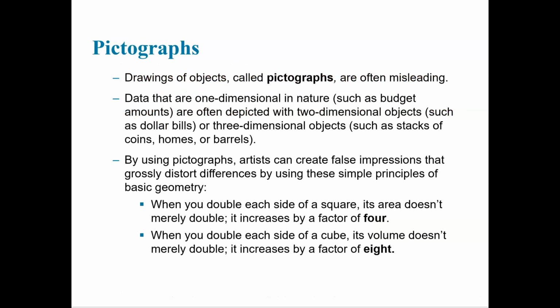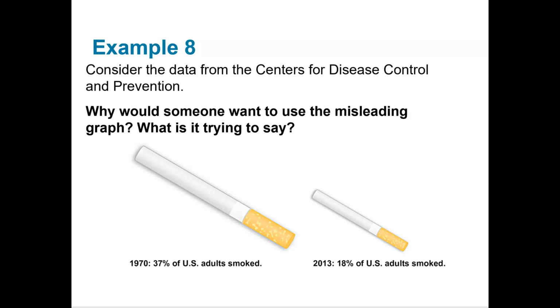And lastly, pictographs. So pictographs are drawings of objects, and it's data that's one-dimensional in nature, so maybe budget amounts, but it's shown with 2 dimensions, like dollar bills, or 3 dimensions, like coins. And by using the pictographs, they can grossly distort differences by using some principles of geometry. And you can read those there. We'll take a look at this example. Consider the data here. Why would someone want to use this misleading graph, and what is it trying to say? So take a moment and just read it over.